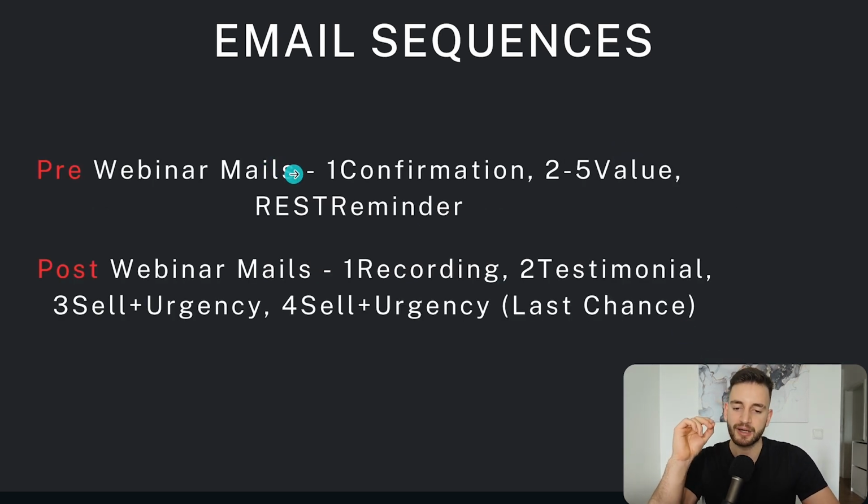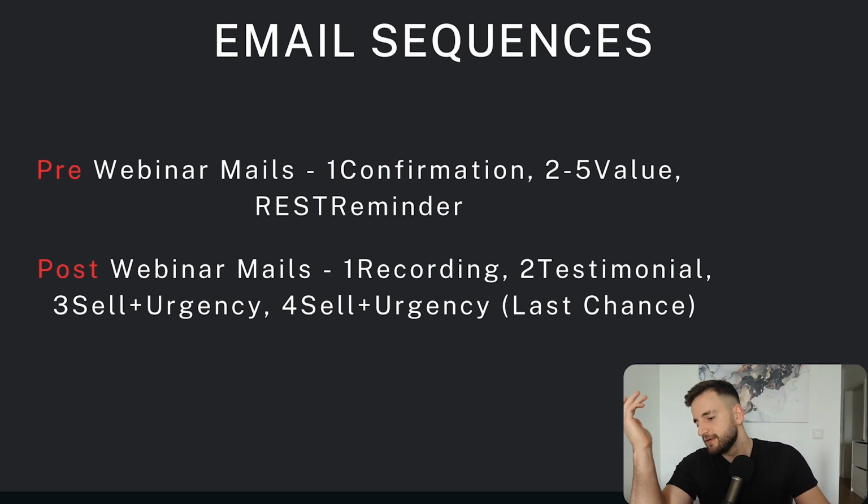So for the pre-webinar mails, you have the first mail being the confirmation mail. Yeah, blah, blah, blah. So excited to see you in the relationship masterclass, blah, blah, blah. Yeah, this is your personal link. This is the start time, blah, blah, blah. Then you put 2 to 5 value mails of some sort inside of this. It's really not important, guys. It's more so about the structure, not about each individual mail.